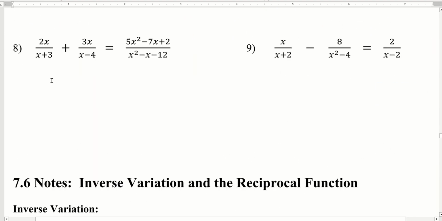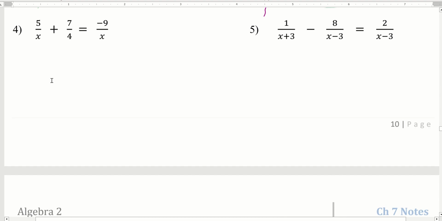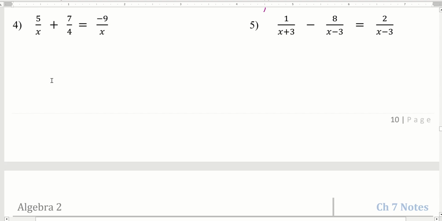Okay, number 4. We got a few more, 6 more. Okay, so this one here, this is where we get into the fact that we can no longer cross multiply. We have 2 fractions on the left side, 1 on the right. Because of the 2 fractions on the left, we cannot do the cross multiply.